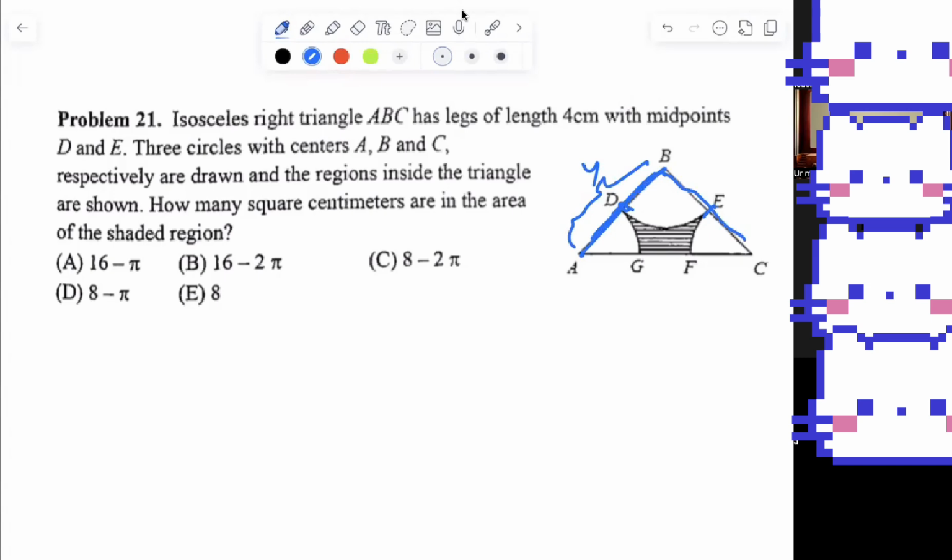Now the midpoints are D and E, so we know this is 2, and that's 2, and that's 2, and that's 2, and that's 2, and that's 2. And do you know why AD and FC are 2? It's because it's a circle, as we talked about before, the distances from the center to the edge of the circle are constant length. From there, we can probably quite easily find the area.